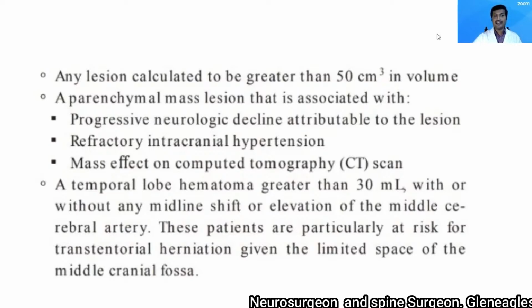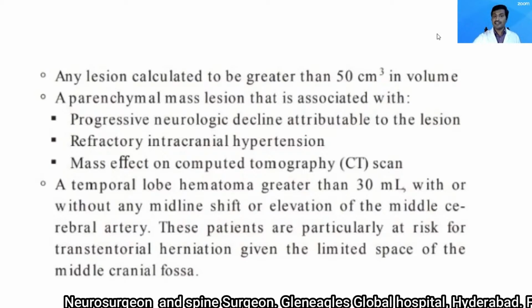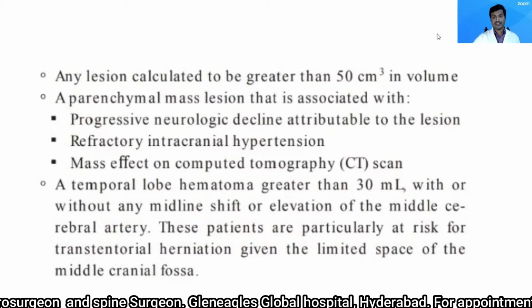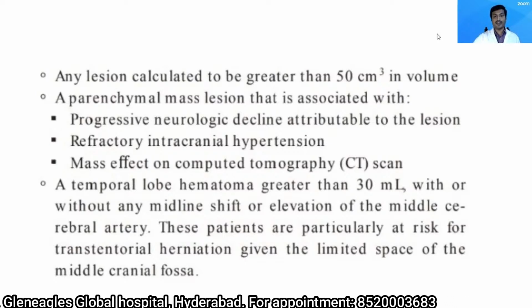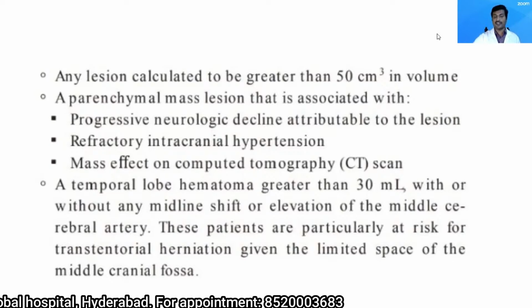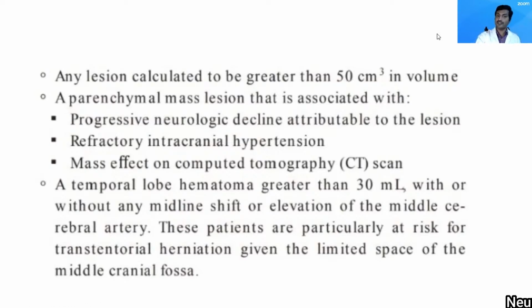And also a temporal lobe hematoma greater than 30 cc in volume with or without any midline shift or elevation of the middle cerebral artery. These patients are particularly prone to transtentorial herniation because the space of the middle cranial fossa is very limited. So these are all the classical indications for a patient with frontal or temporal contusion who requires surgery.